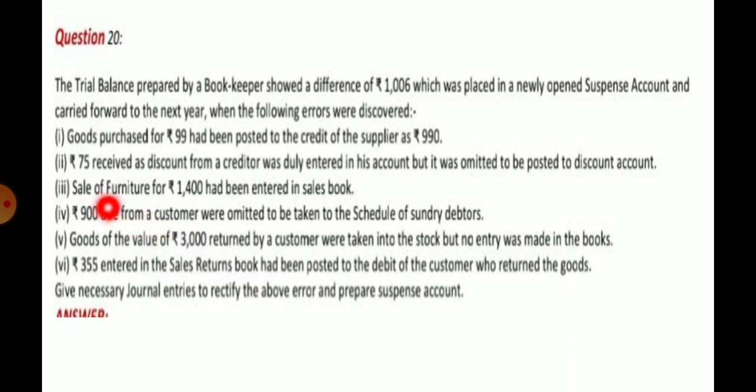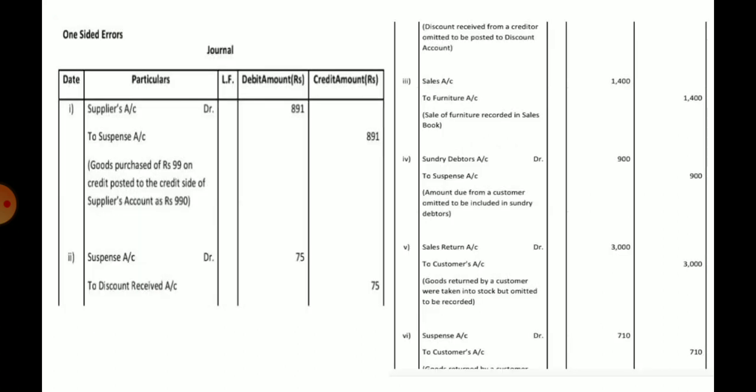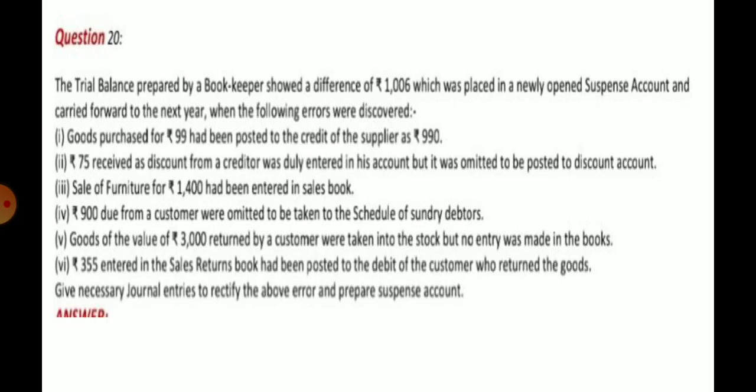Next is sales of furniture. 1400 has been entered into the sales book. Again, when we purchase furniture, it is entered into the furniture account. So the sales of furniture will be entered into the furniture account, not in the sales book. Okay, so it will be sales to furniture, right?